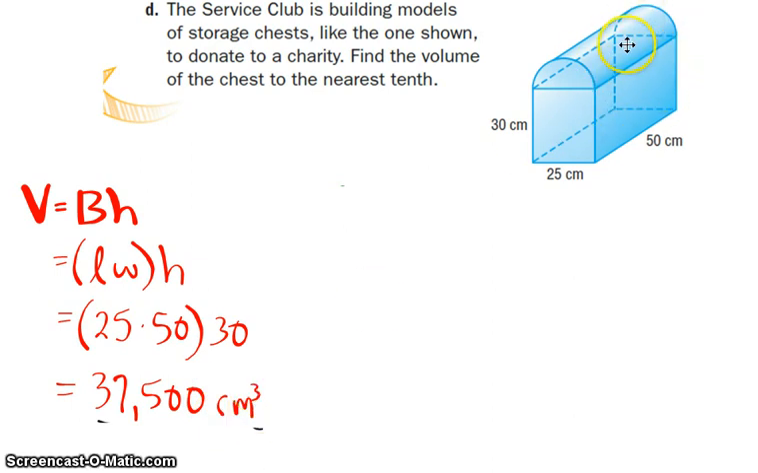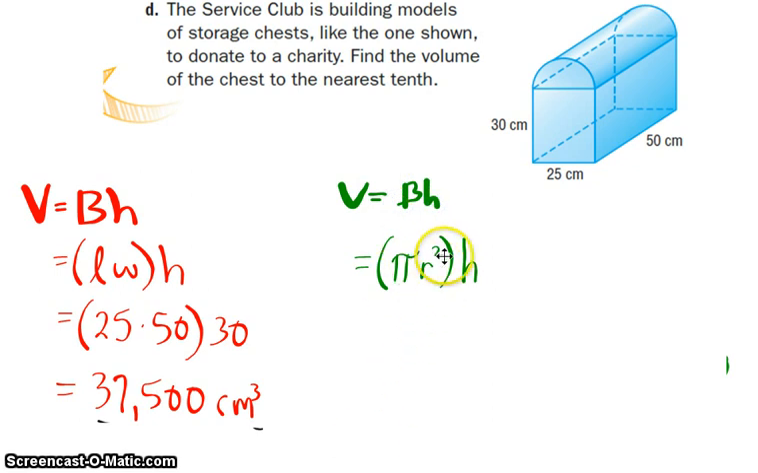Now that's just for the rectangular prism. Let's find the volume of this half cylinder up here. Alright, let me write in that generic formula. It's there, but it's underneath. I promise. There we go. Okay. Pi r squared times h.